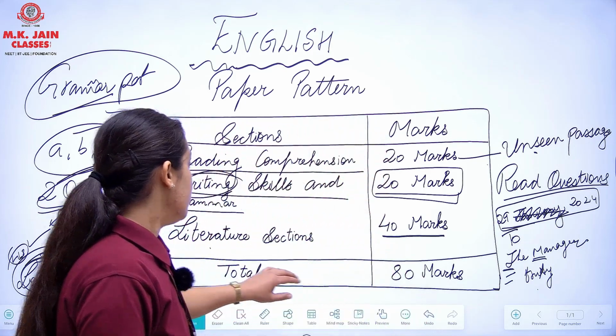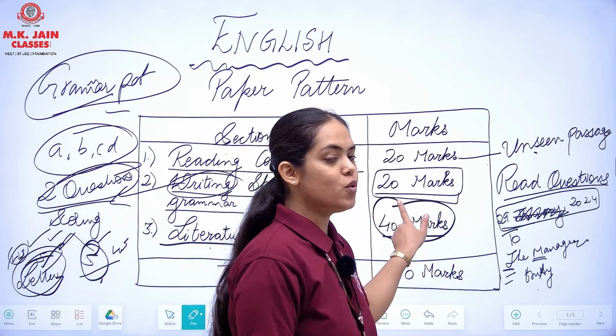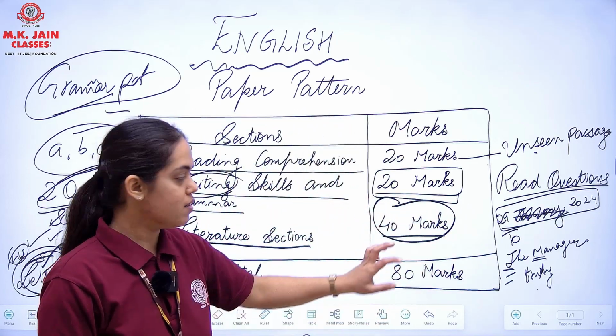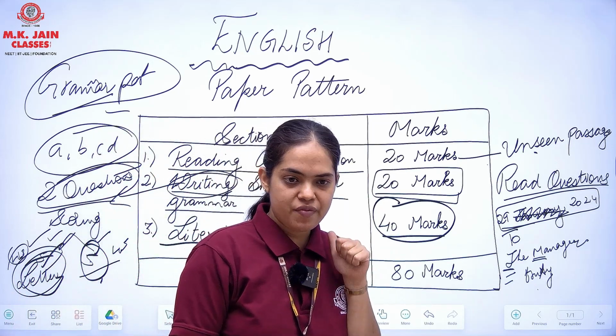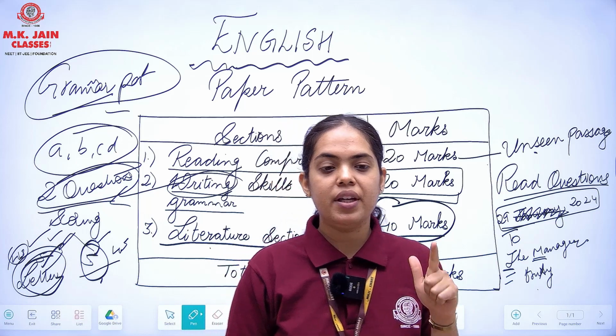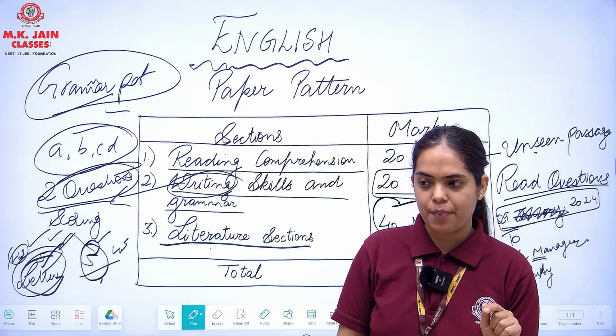Next, moving on to the literature section, which contains 40 marks. So now your major scoring part is here, the literature section, 40 marks. Read all the poems very thoroughly. Read all the paragraphs, all your chapters very properly.